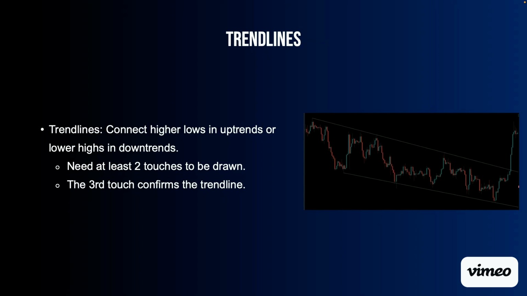Dynamic support and resistance also show up in moving averages, which can act as guideposts for trends. For example, the 200-day SMA, the simple moving average, is a favorite among traders, and it acts as a strong dynamic support or resistance level.